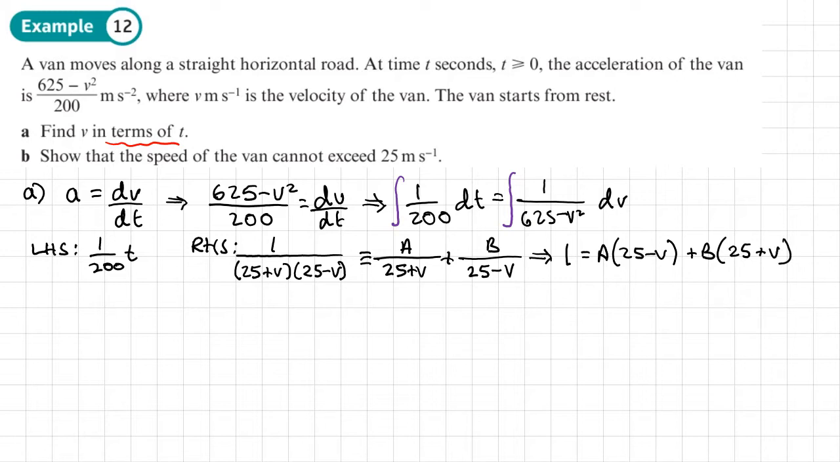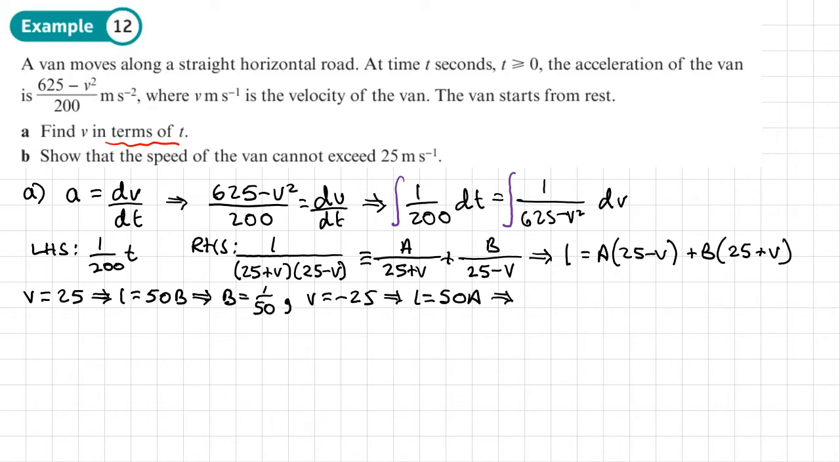Right, so let's start by making v equal to 25. When v is 25, the A term is gone, so you're left with 1 is equal to 50B. So that means that B is 1 over 50. Then we'll make v equal to negative 25, which means that the B term will disappear. So you'll have 25 minus negative 25, so we'll have 1 is equal to 50A, which means that A is equal to 1 over 50.